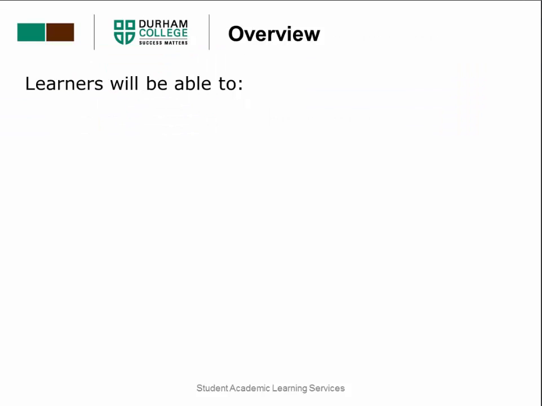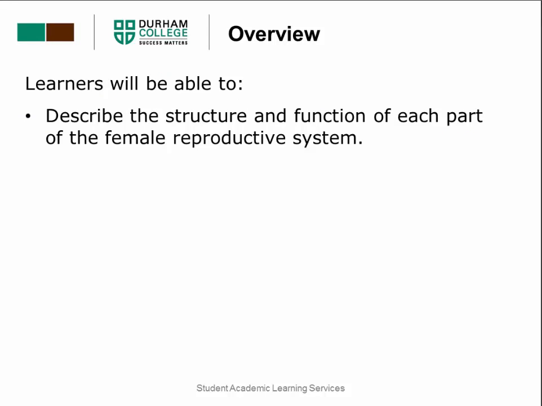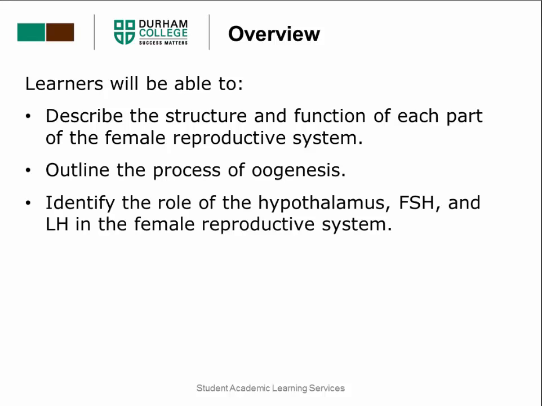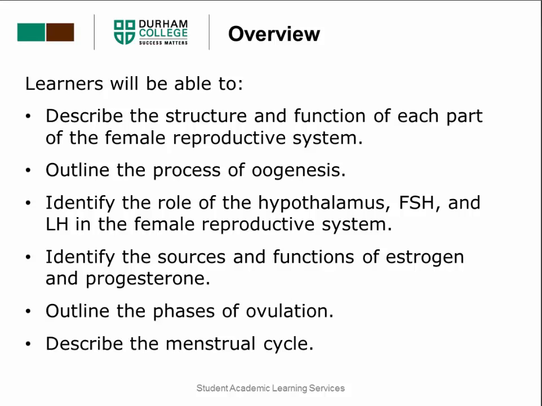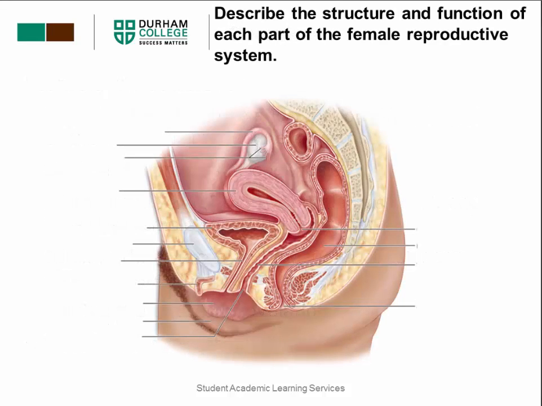After watching this video, learners will be able to describe the structure and function of each part of the female reproductive system, outline the process of oogenesis, identify the role of the hypothalamus, follicle-stimulating hormone, and luteinizing hormone in the female reproductive system, identify the sources and functions of estrogen and progesterone, outline the phases of ovulation, and describe the menstrual cycle. So let's start with describe the structure and function of each part of the female reproductive system.